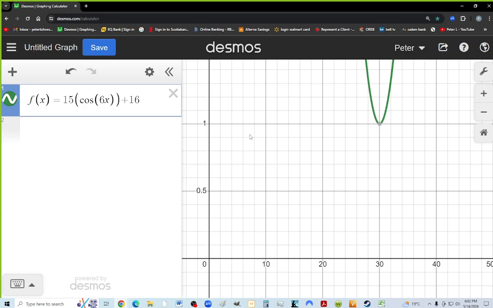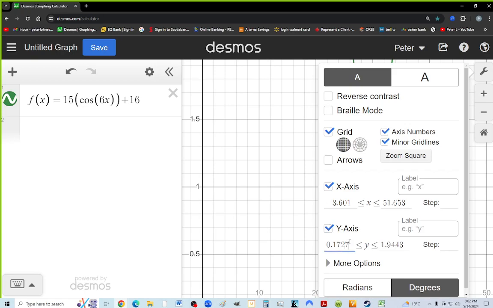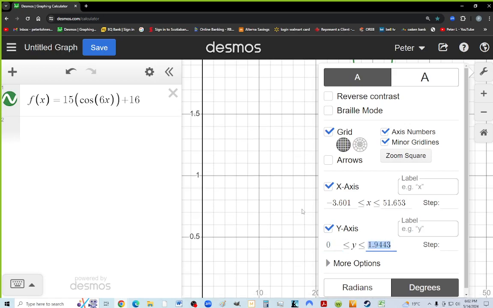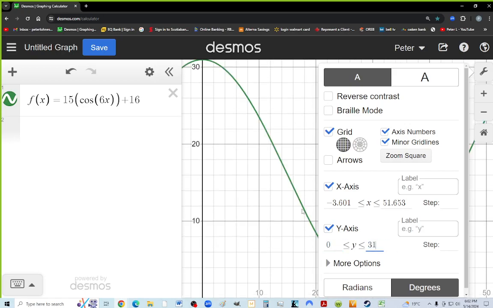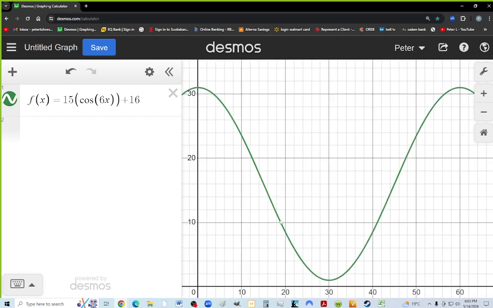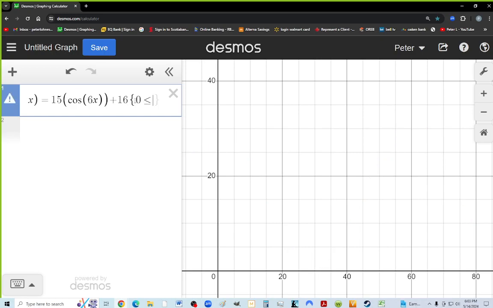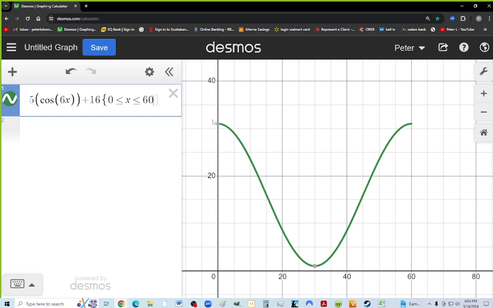Now, I've used a cosine curve. Now let me just visually get it right. So I want to go all the way from the ground, 0, to the top of the Ferris wheel, 31. And I want to see the first 60 seconds, 0 to 60. There we go. Now I'm going to make it one period. 0 less than or equal to x less than or equal to 60. Okay, the only problem is I want my Ferris wheel to start at the bottom. This Ferris wheel looks like it starts at the top.